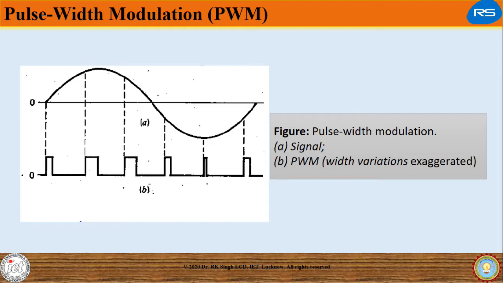In PWM, we have a fixed amplitude and starting time of each pulse, but the width of each pulse is made proportional to the amplitude of the master signal at that instant. Pulses are of varying width and therefore of varying power content. This means that the transmitter must be powerful enough to handle the maximum width pulses, although the average power transmitted is perhaps only half of the peak power.